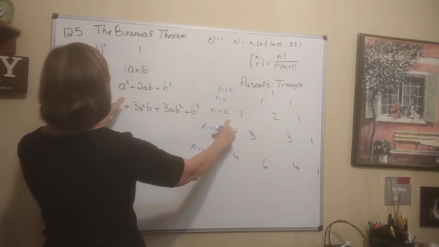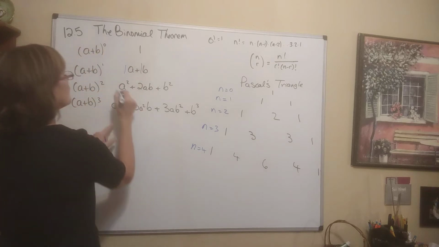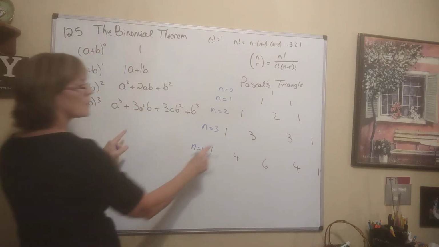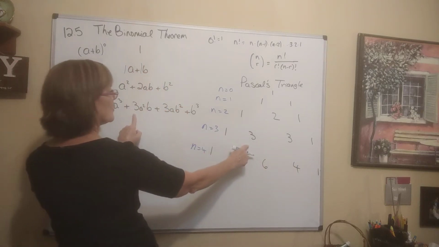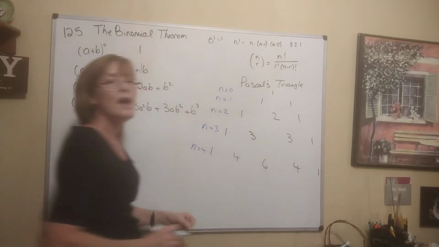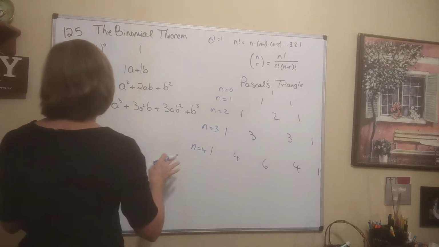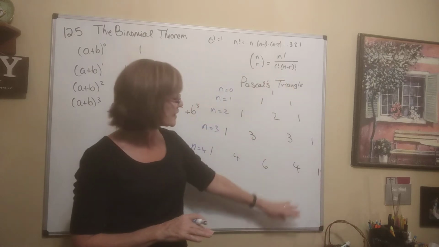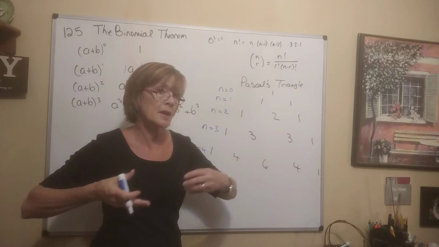When n is 2, 1, 2, 1. These are the coefficients. When n is 3, 1, 3, 3, 1. This is the coefficient, the coefficient, the coefficient, the coefficient. These would be the coefficients of the next term. So that's really cool, and that's how it relates. So sometimes people use Pascal's triangle to find the coefficients of the terms when they're expanding a binomial.